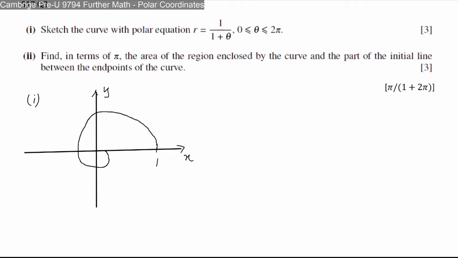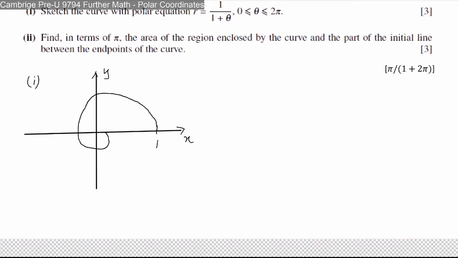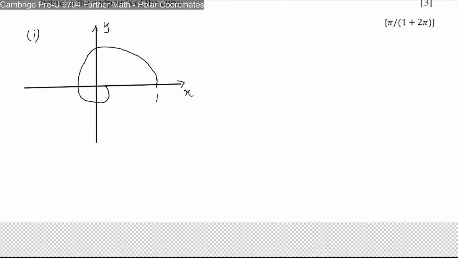Part 2, find in terms of pi the area of the region enclosed by the curve and part of the initial line between the endpoints of the curve. Basically, this is everything for the area that we need to evaluate. So in order for us to find the area, our area here is given by the integral of half r squared d theta. Let's pull out the half, and then we have the limits for theta. Of course, it's from 0 to 2 pi because it's everything.